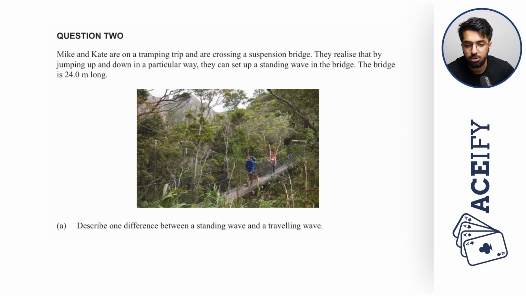Mike and Kate are on a tramping trip and they're crossing a suspension bridge. They realize that by jumping up and down in a particular way, they can set up a standing wave in the bridge. The bridge is 24 meters long. Describe one difference between a standing wave and a traveling wave.